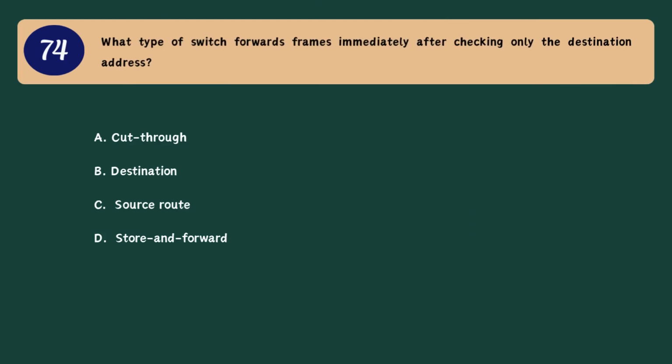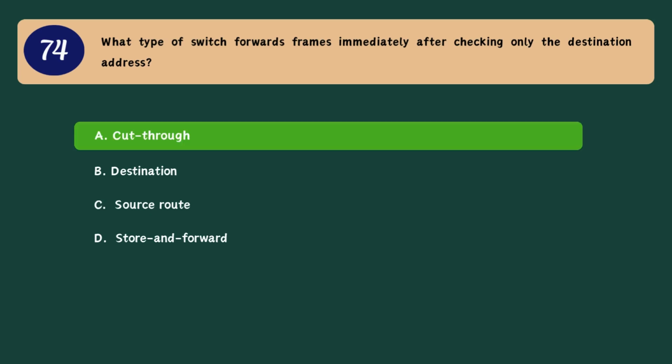Question 74. What type of switch forwards frames immediately after checking only the destination address? A. Cut-through. B. Destination. C. Source route. D. Store and forward. Correct answer. A. Cut-through.